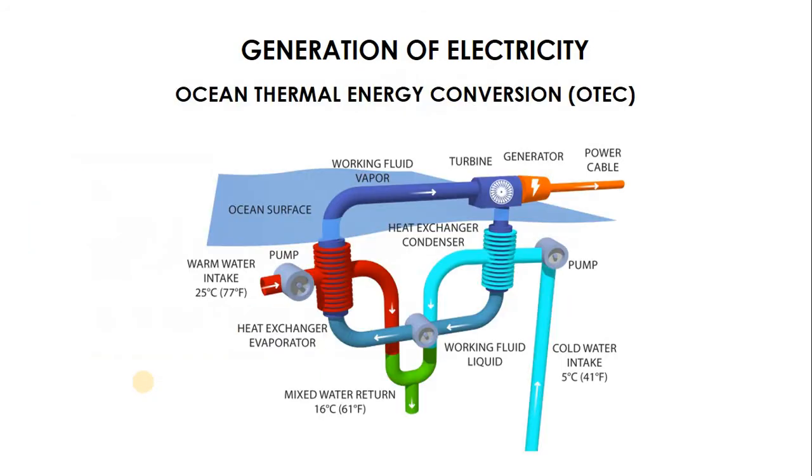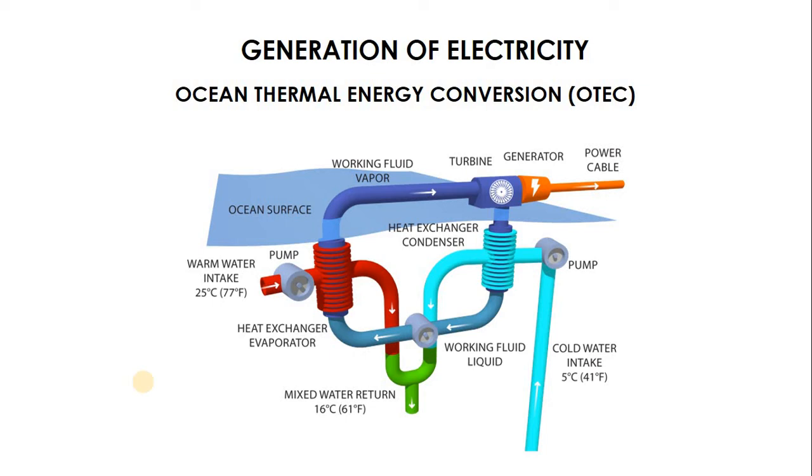Okay. Then also we have another type of ocean energy which is used to produce power. It's called ocean thermal energy conversion, or OTEC for short. Basically, ocean thermal energy conversion makes use of the temperature difference in the ocean. It makes use of the warm water temperature on the surface and the very cold water temperature beneath the ocean.